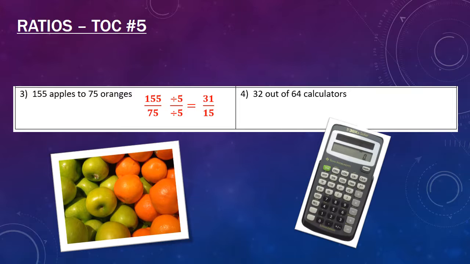And the last example for regular ratios is I have 32 out of 64 calculators that are brand new. So I would write that as 32 over 64, and then I want to simplify that. If you didn't recognize it, 32 is actually the greatest common factor because it simplifies to 1/2.